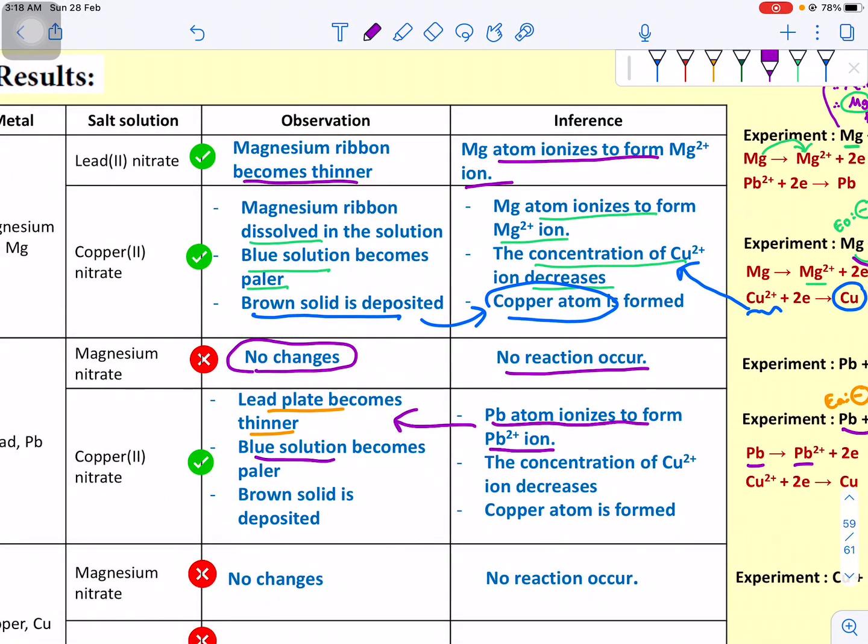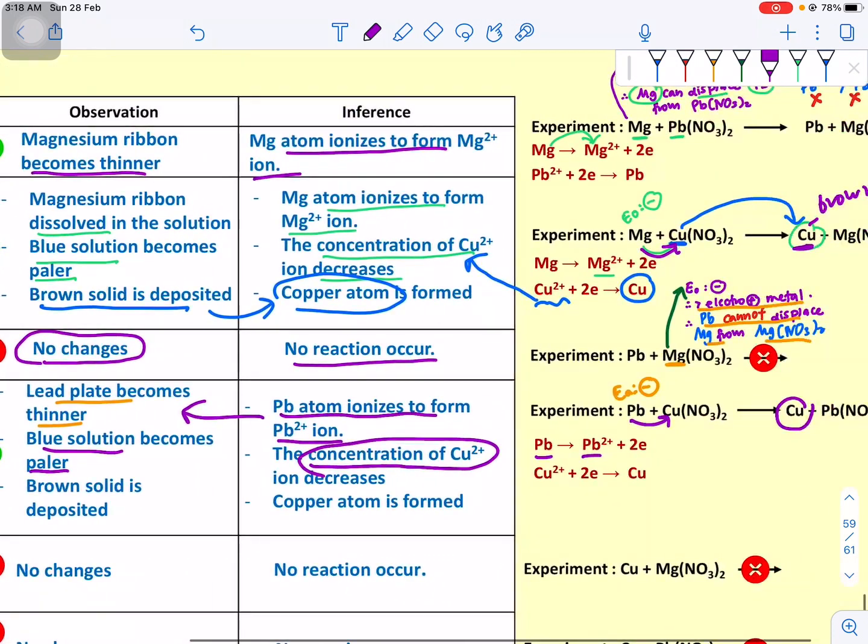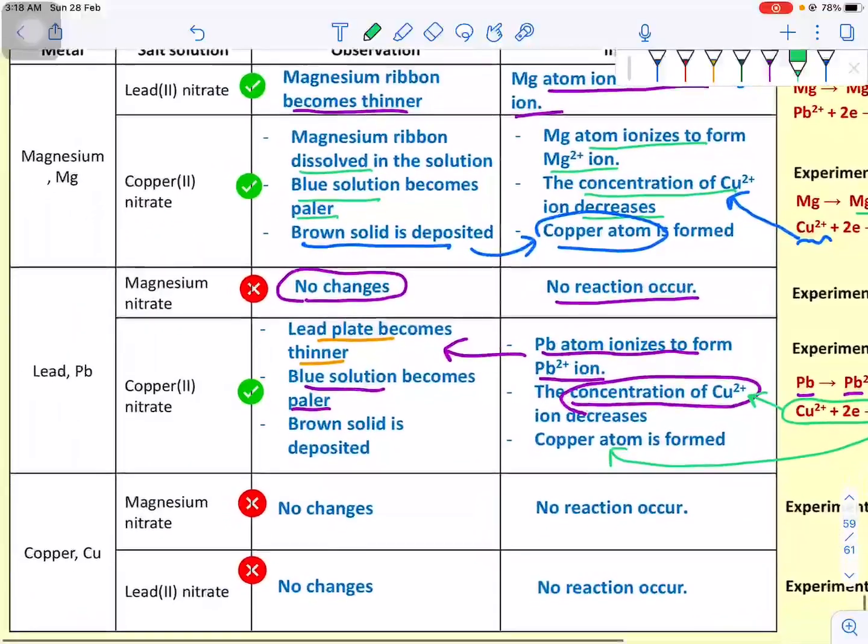And then blue solution become paler. When talking about the blue color, dia mesti bercerita tentang concentration copper(II) ion. Kenapa decrease? Sebab tadi Cu dalam Cu nitrate adalah Cu2+. Okay, so bila Cu2+ keluar sebagai Cu, so maknanya perubahan dia adalah Cu2+ kepada Cu, meaning that concentration Cu2+ telah pun berkurang. Dia jadi Cu. Cu tu apa? Cu tu lah copper atom.